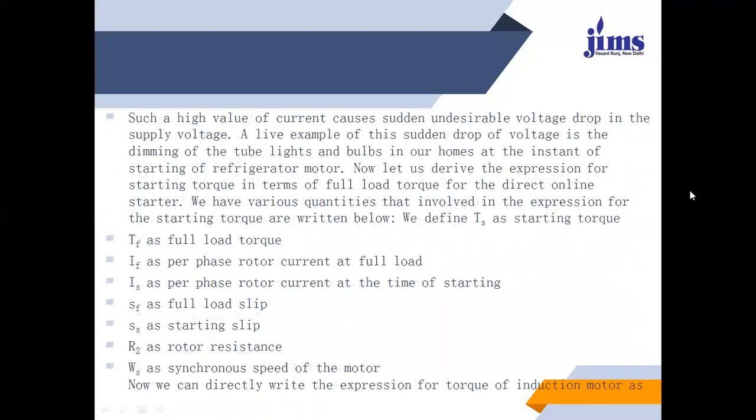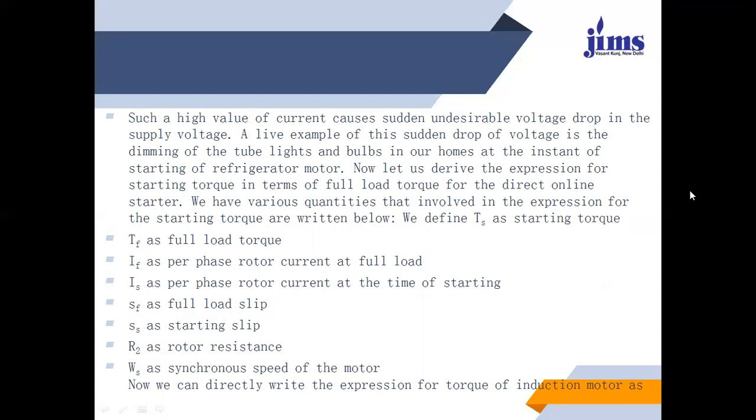However, such a high value of current causes a sudden undesirable voltage drop in the supply voltage. A live example of this sudden drop of voltage is the dimming of the tube lights and bulbs in our homes at the instant of starting of a refrigerator motor.